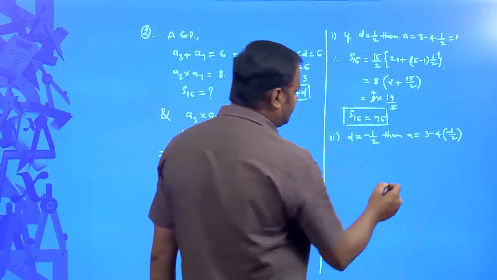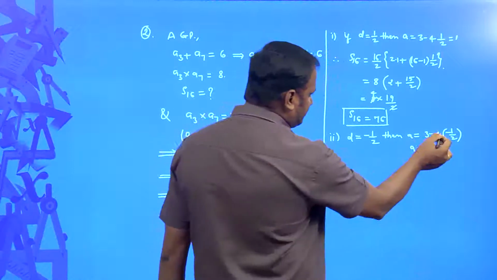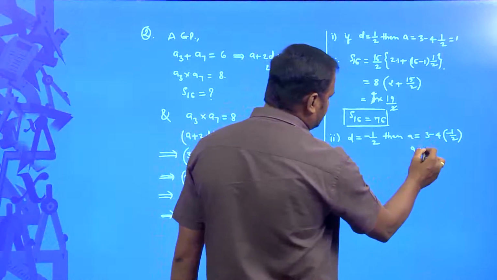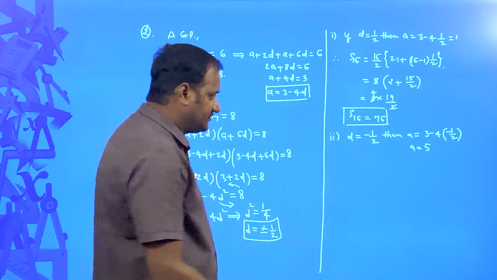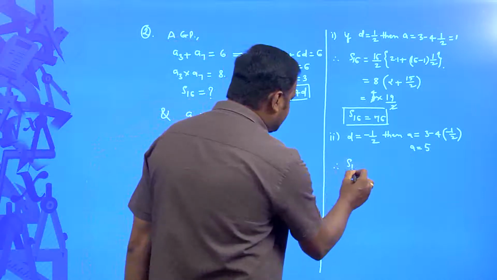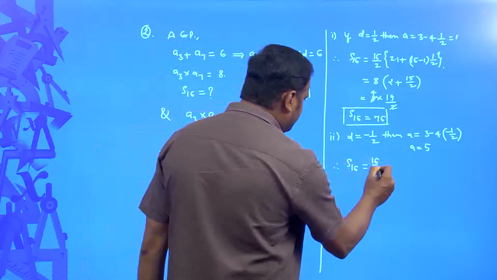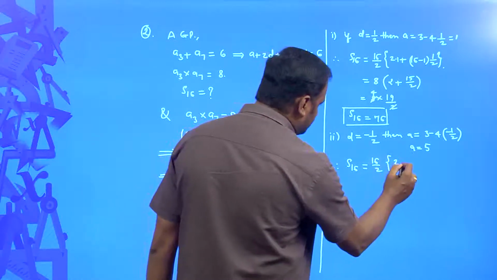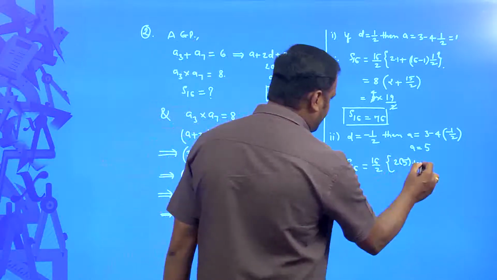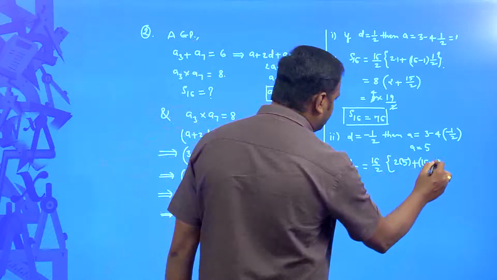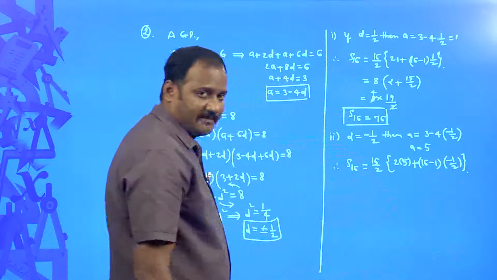So, then the value of a is equal to 2 ones are 2, 2 2s are 4. So, this is minus 2 into minus is equal to plus 2, 3 plus 2 is equal to 5. So, a is equal to 5, d is equal to minus 1 by 2. Therefore, the sum of the first 16 terms is equal to, again n is going to be 16. So, 16 divided by 2 times 2a. So, 2 into 5 plus n minus 1, which is 16 minus 1, into d is equal to negative 1 by 2.